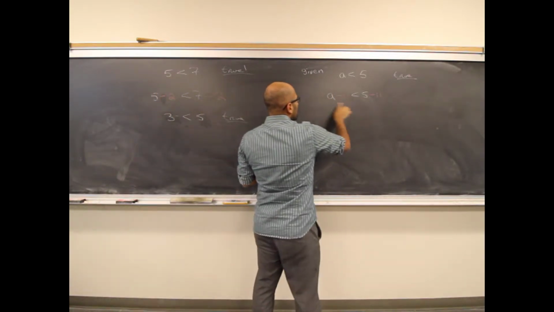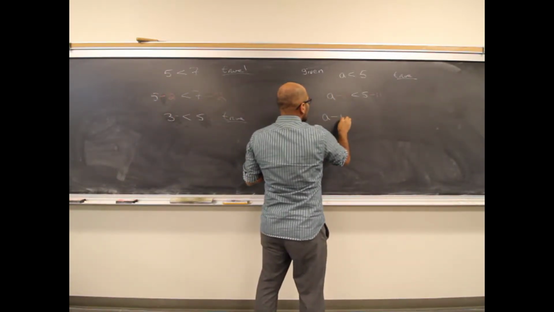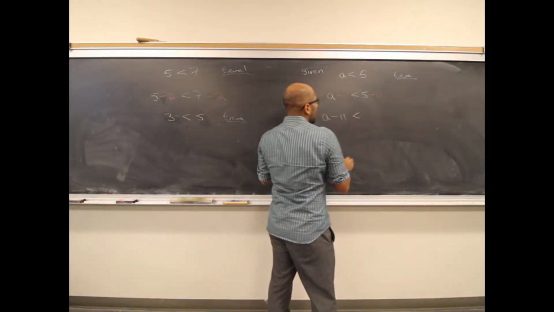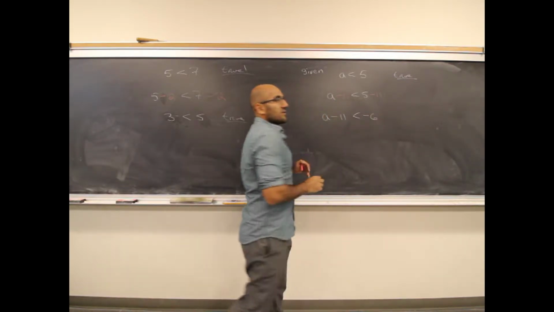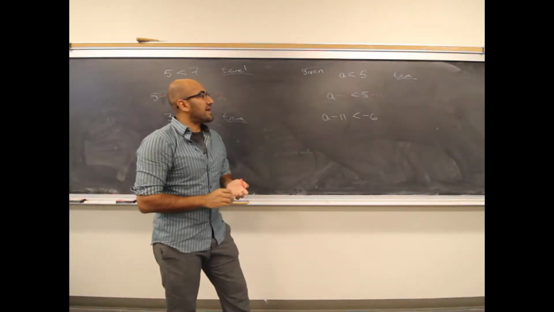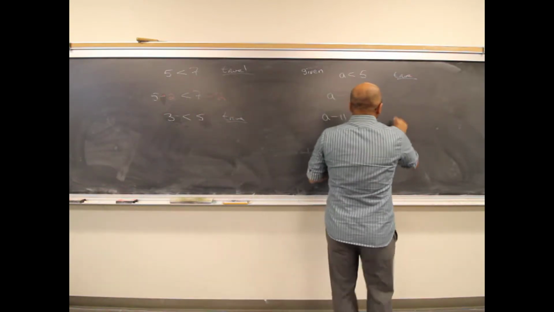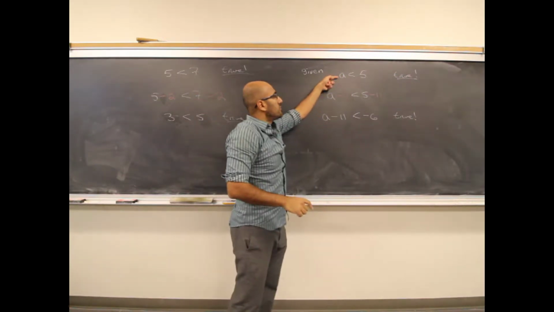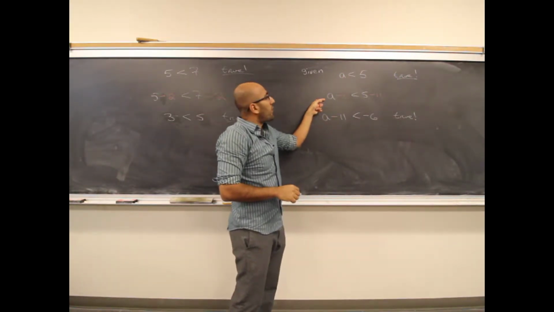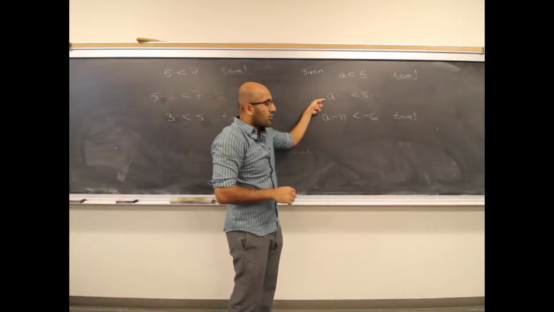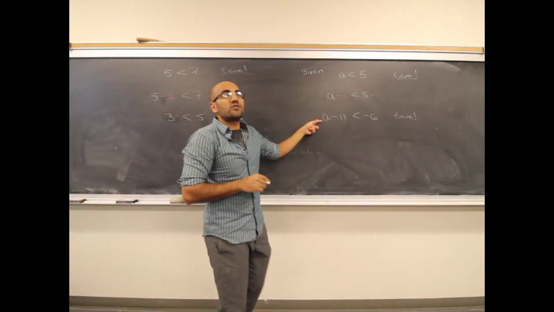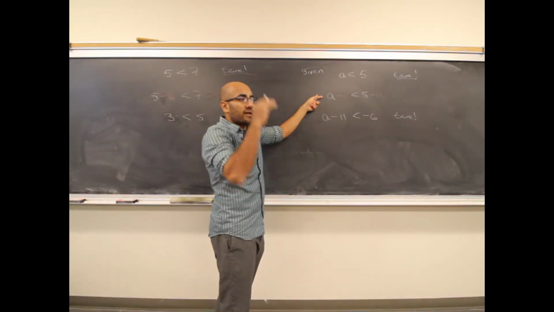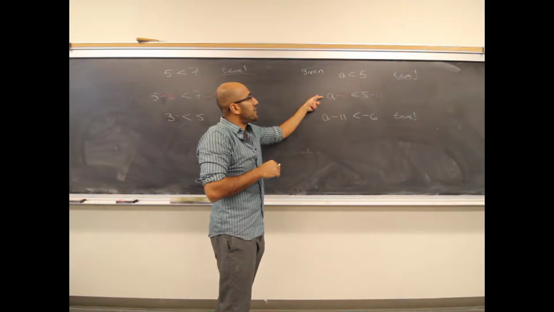On the left-hand side, there's no way to simplify that since I don't know what A is. So I just end up with A minus 11. And on the right-hand side, I get negative 6. So A minus 11 is less than negative 6, and I must now conclude that that is also true. I started out with something that was definitely true. I subtracted the same quantity from both sides of the inequality. Therefore, I end up with an inequality that's also true, right? Thereby giving me one of those great algebra statements, right? Whatever you do to one side of the inequality, you must do to the other.